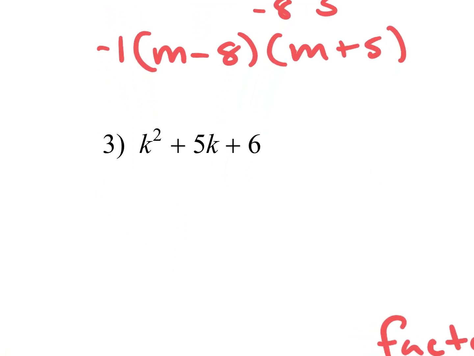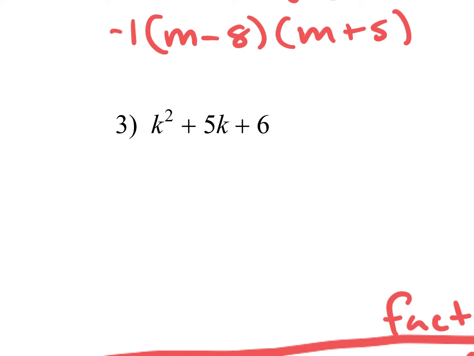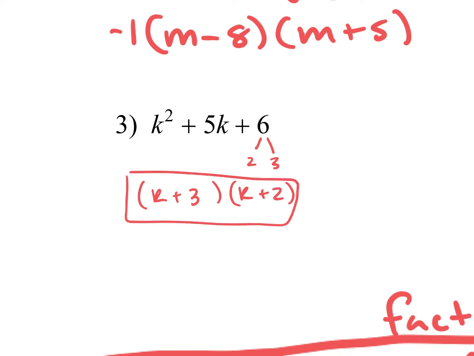All right, let's look at number 3. What are two factors of 6 that add to 5? 2 and 3. So what would go into my parentheses? K plus 3 and K plus 2. So that's my answer. Any questions here?